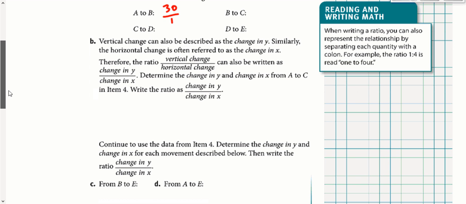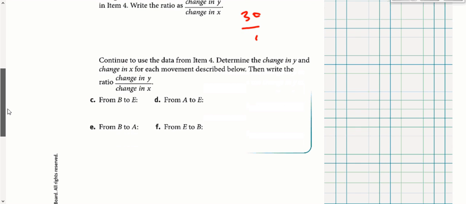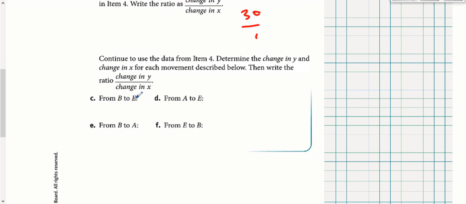Part B here says vertical change can also be described as change in Y over change in X. So here we see vertical change, horizontal change is change in Y over change in X. Write the ratios as change in Y and change in X. Well, that's the same thing. Change in Y over change in X. Continue to use the data from item 4. All right, well, going from B to E.